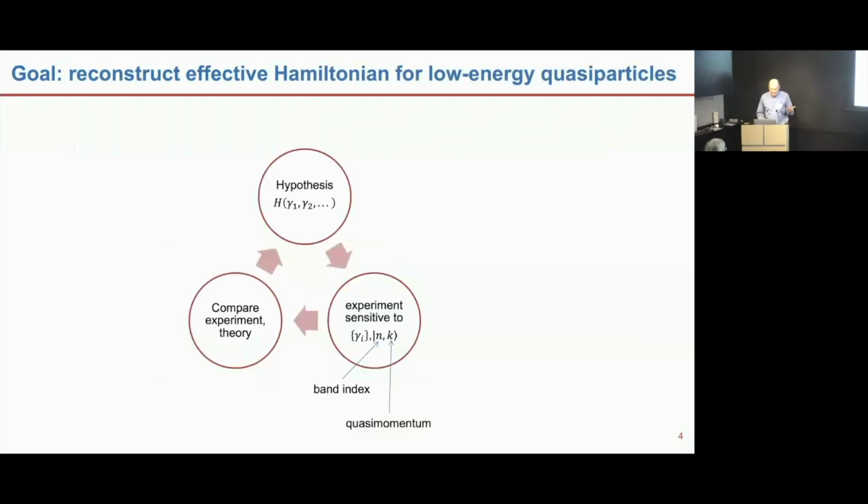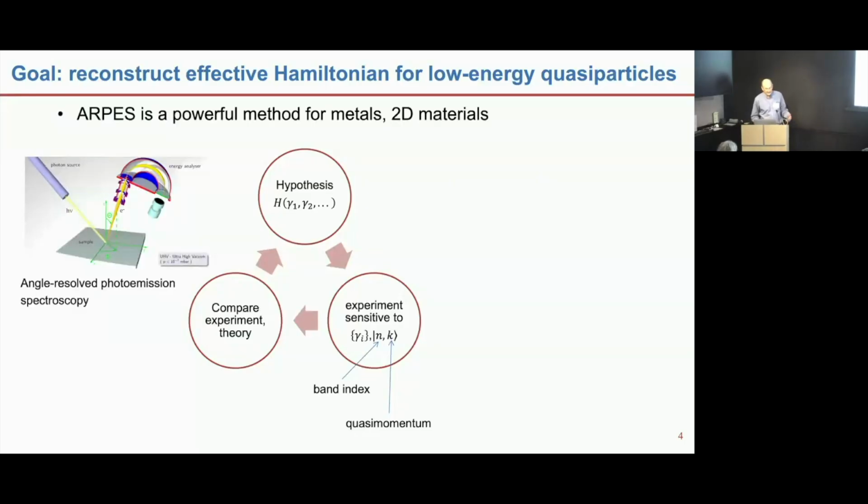So it's natural, I think, to want to reconstruct the effective Hamiltonians for low-energy quasi-particles. The general framework for doing this is that we'd have some hypothesis for what the effective Hamiltonian is. We do some experiment that's sensitive to the parameters of the Hamiltonian, the band index, and the quasi-momentum, and compare experiment and theory. And ARPES is one of the go-to methods for doing this.